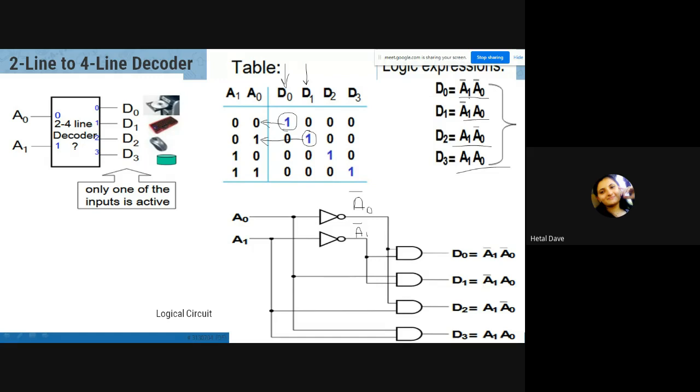Now D0. What is D0? A0 bar and A1 bar. So A0 bar and A1 bar. So it is D0. What is D1? A0. So I can get A0 from here. A0 and A1 bar. So this is A1 bar.